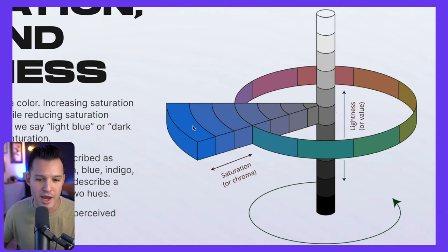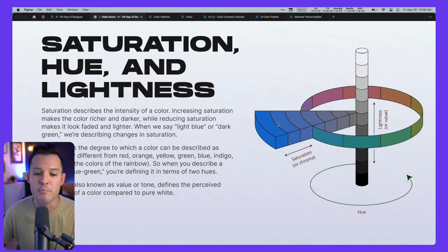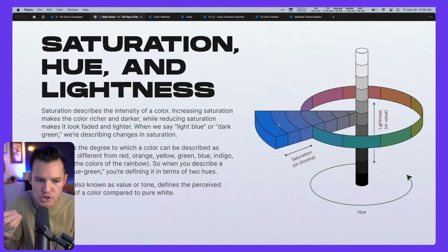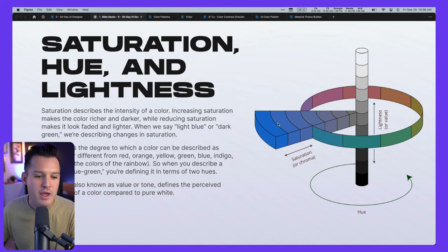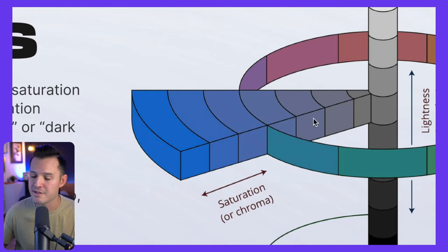Maybe you've heard it called muted colors or muddy colors or desaturated colors, right? This is the idea that we're talking about here. As we drift away from gray, we get bolder, more saturated, more rich colors, very vibrant, right? When we say light blue or dark green, we're usually describing values of saturation.